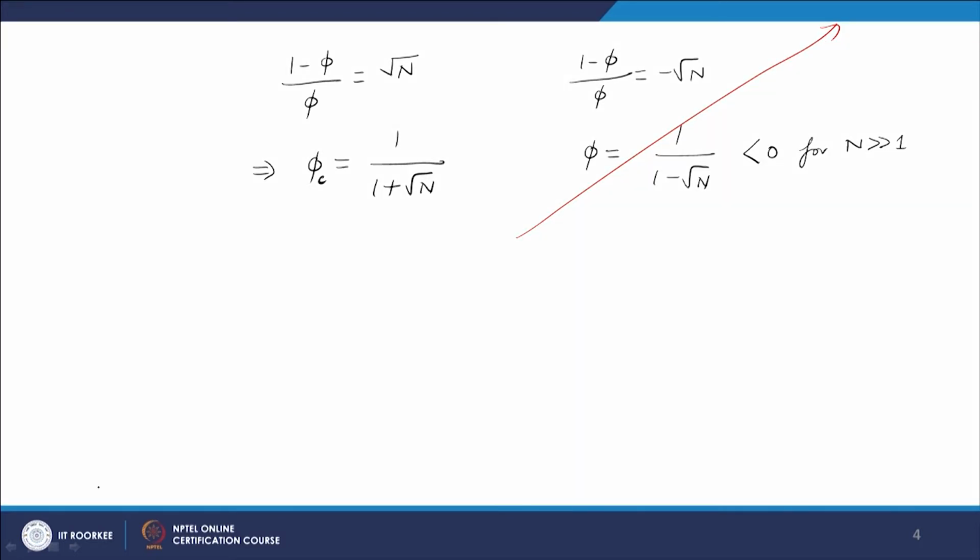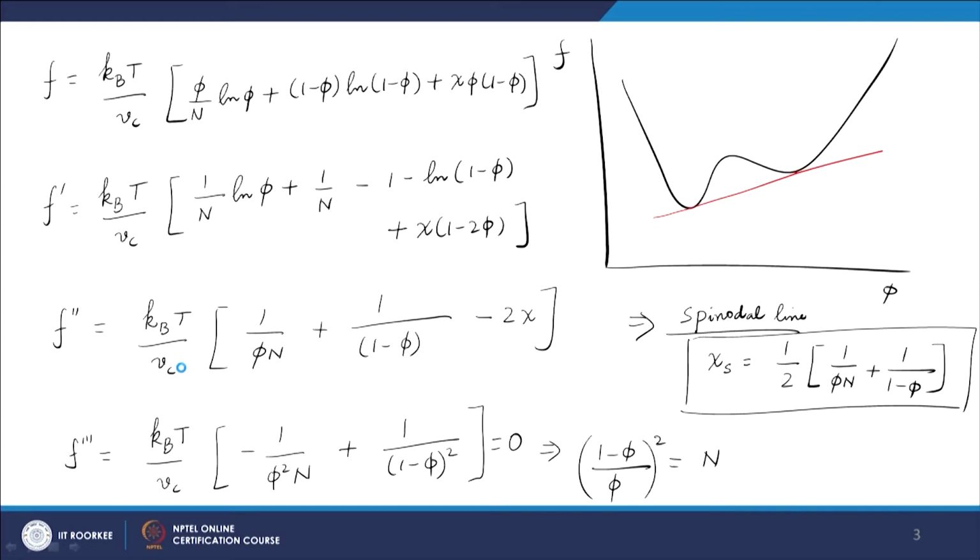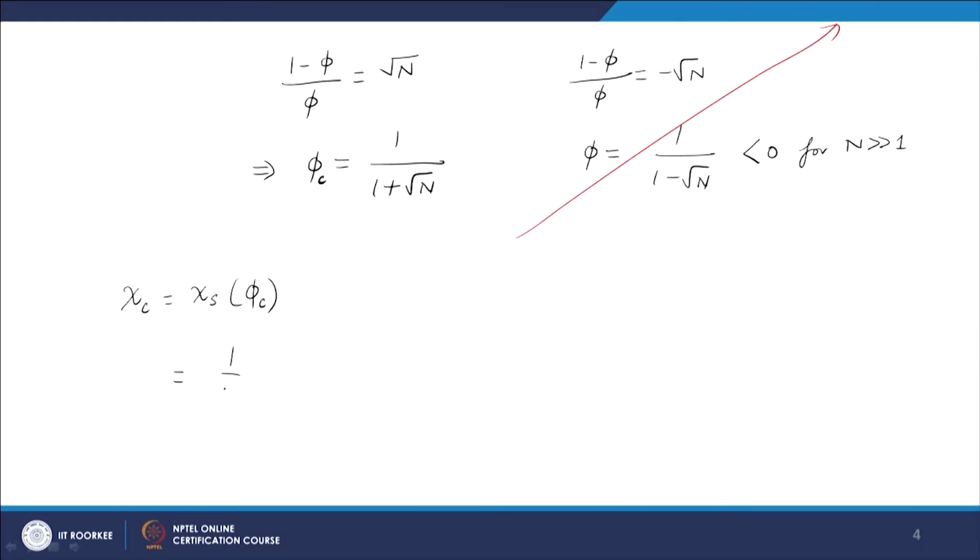And then if I want to find the critical solvent quality, I can simply plug in the expression of phi c in the expression of the spinodal, and what I get is this.